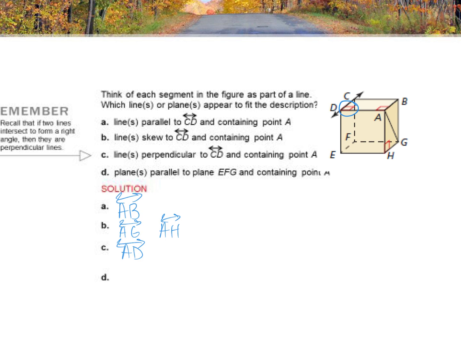The planes that are parallel to EFG and contain point A, B, C, very good. The plane ABC. You could include D, or you can take out one of the letters and put D. Whatever floats your boat. But make sure A's in there.